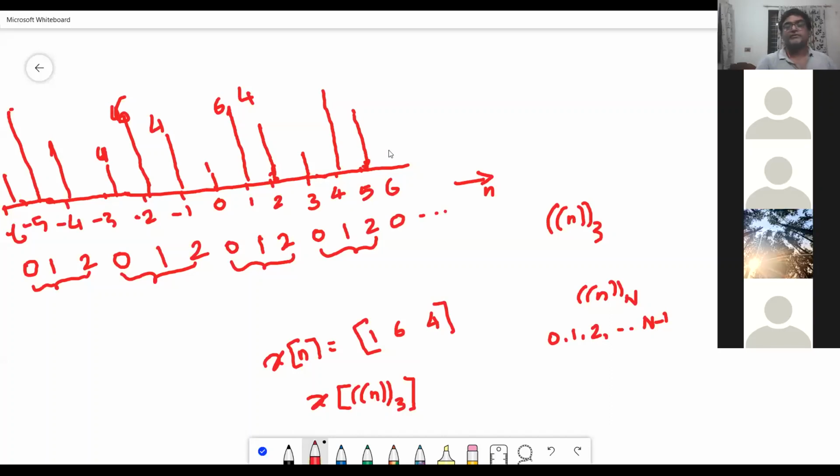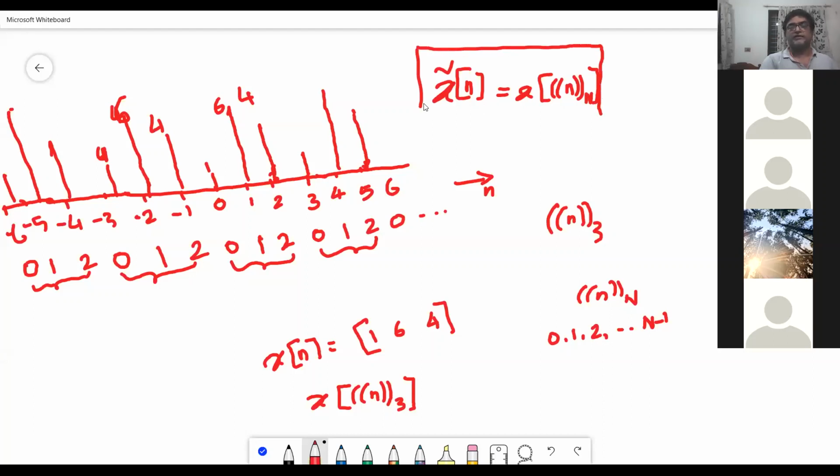Yes, sir. Okay, so therefore you can write your x tilde of n, which is a periodic sequence obtained by periodically replicating x of n, as equal to x of n modulo N, right? So this is what we can conclude from here. Now this is why this modulo operator is significant for us. X tilde of n is x of n modulo N. So this is very important for us.